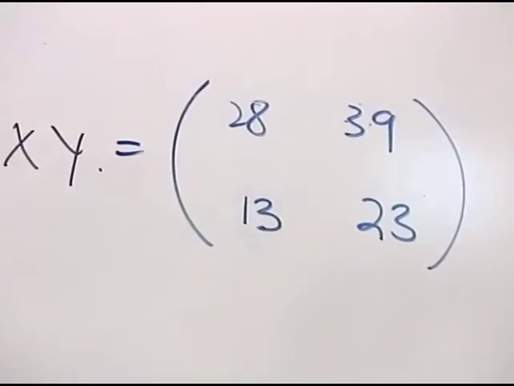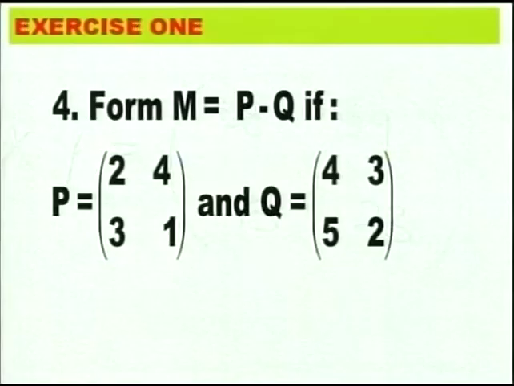Okay. For homework, you are going to do only one question, and that's question 4 on the screen. It's a much easier one. If m is equal to p minus q, then p and q are given. Find m.